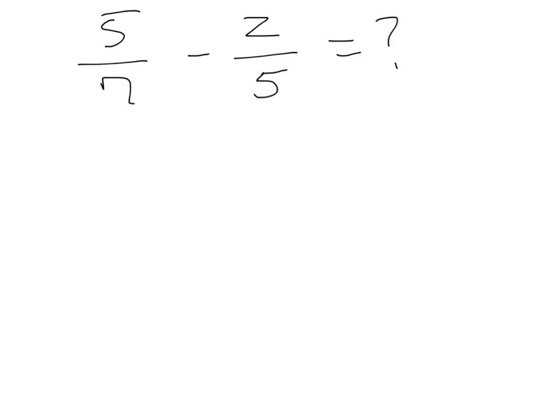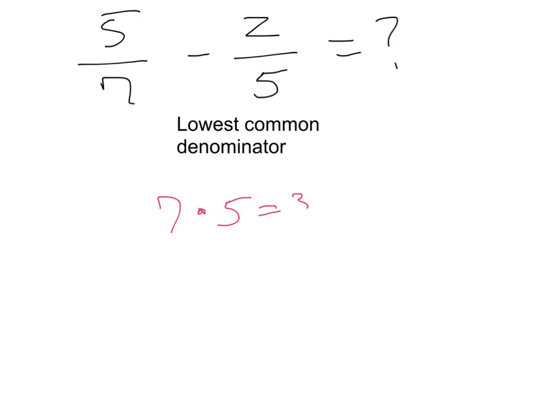So we're going to try one more relatively challenging fraction subtraction problem here. Now we have 5 over 7, or 5/7, minus 2/5. To do this, once again, we're going to need to find the lowest common denominator. In most cases when we're trying to find the lowest common denominator, all we need to do is simply multiply the two denominators together. So here we're going to go 7 times 5, and that's going to give us 35.